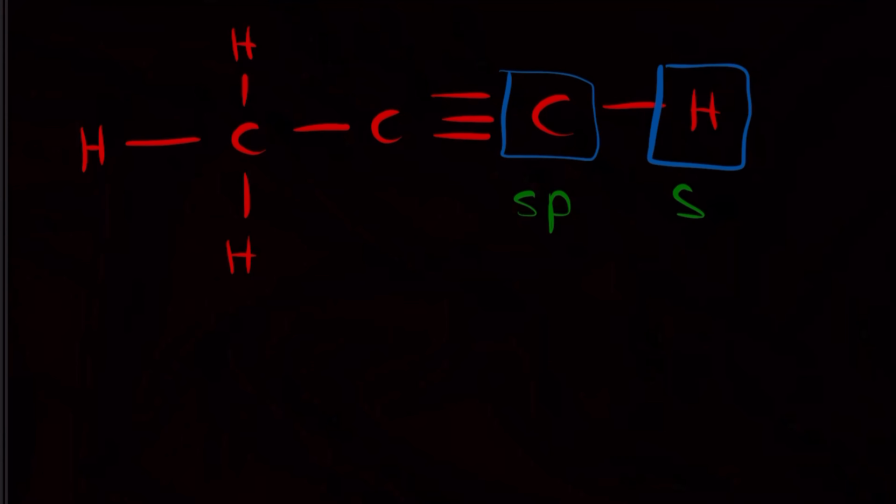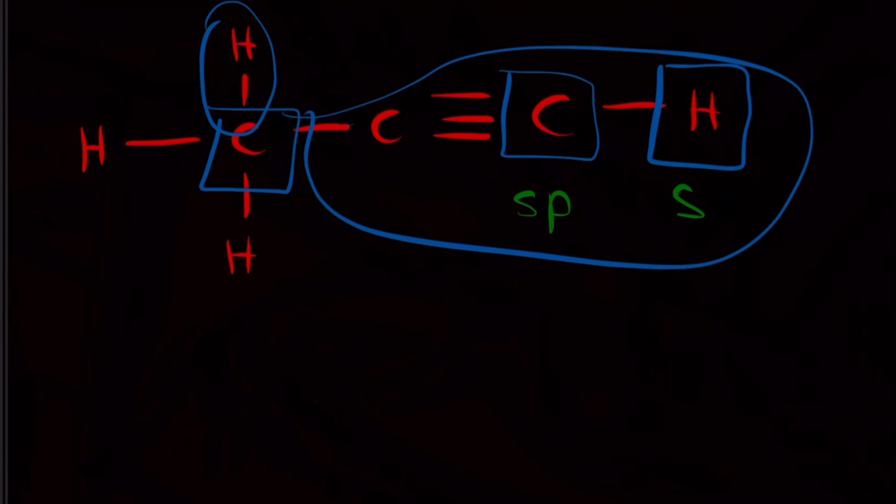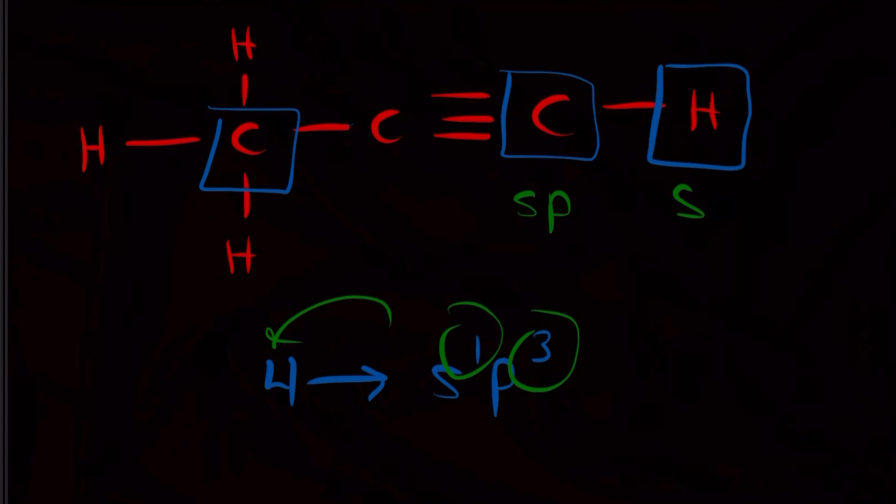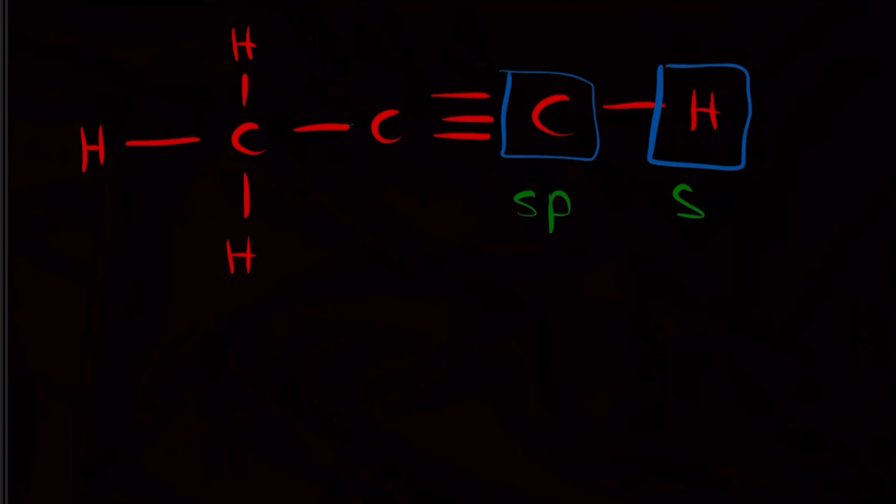How about the hybridization of, let's see, this carbon? This carbon is attached to 4 different things. This hydrogen, all of this here, this hydrogen, and this hydrogen. I'm counting 4 in total. So 4, that would be S1, P3. 3 and 1 to add up to 4. So the hybridization of that carbon would be sp3.